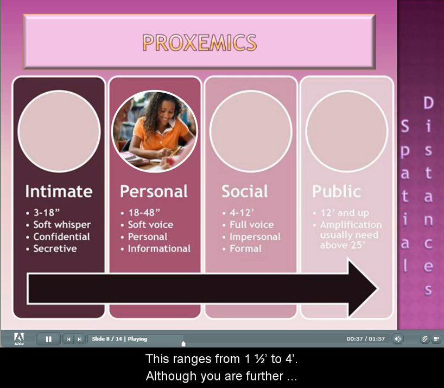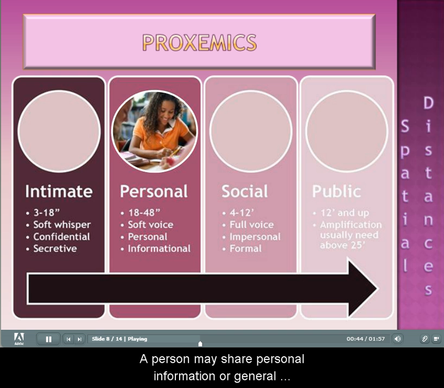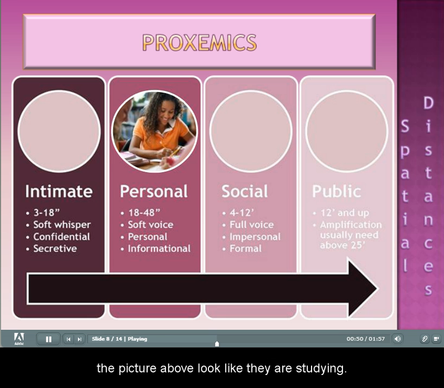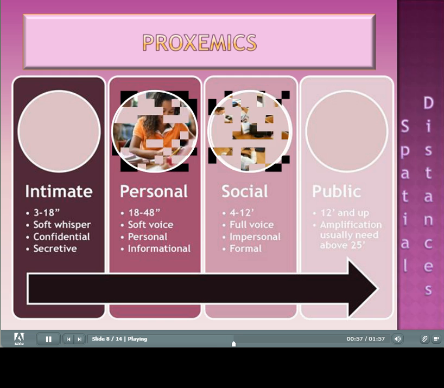The next zone is personal zone. This ranges from 1.5 feet to 4 feet. Although you are further away, the voices will still be soft. A person may share personal information or general information about a topic. For instance, the 2 girls in the picture above look like they're studying. They might discuss the homework or a topic that is on the next test.